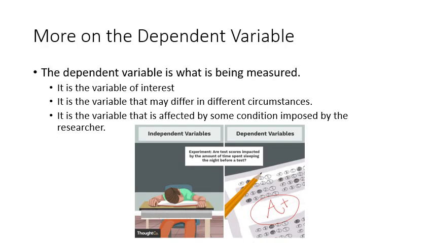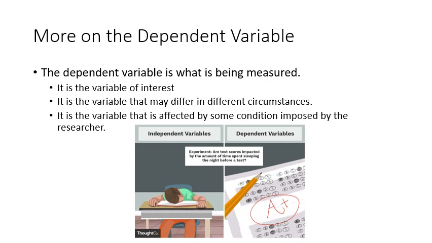So the dependent variable is what is being measured. It's the variable of interest, something that's important enough to the researcher that he wants it to change. It's the variable that may differ in different circumstances. So in different conditions, the plant growth differed. And it's the variable that's affected by some condition imposed by the researcher.